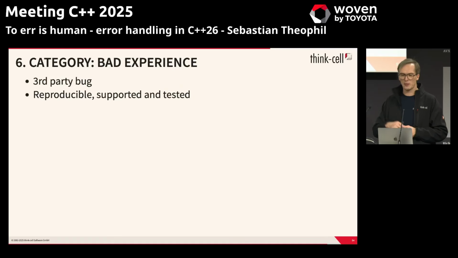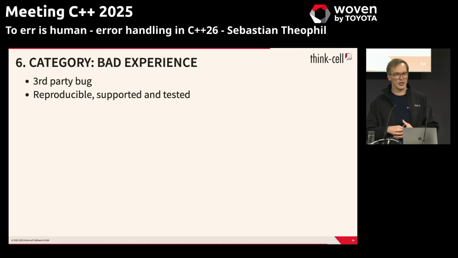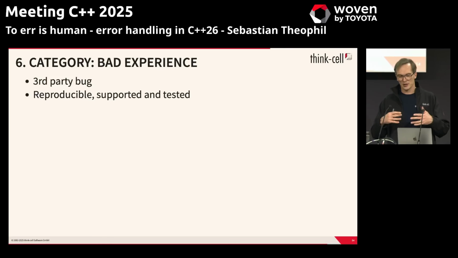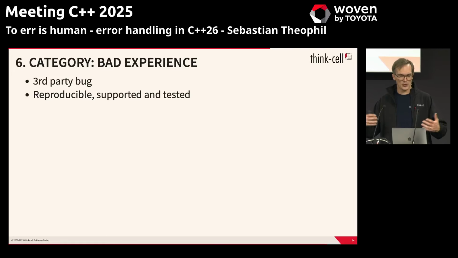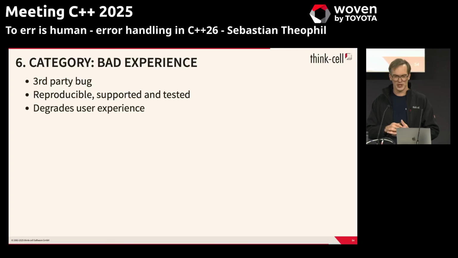And then we have a couple of error levels below that, maybe a third-party bug where we think, okay, well, this is a bug in something we interact with, but it's something we have reproduced, we support, we have a workaround for, and that is tested, but somehow this degrades the user experience.